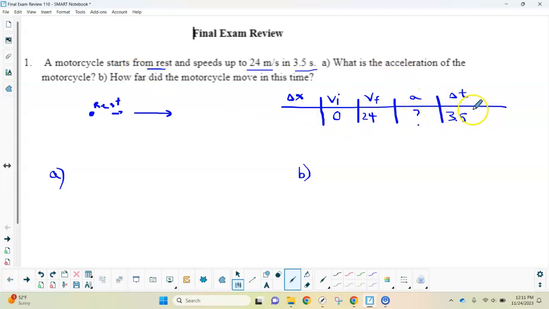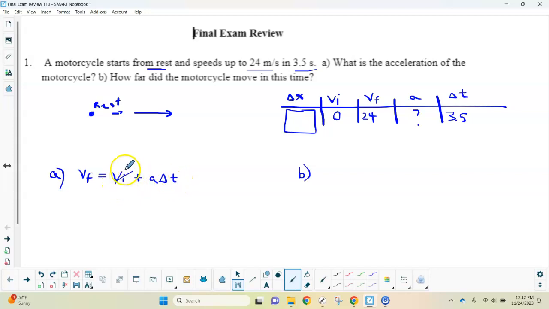So again, going through your old notes or old Edpuzzles, you look back and say, oh, I want the equation that doesn't have delta x in it, so the one that's missing is there. And if you use that, the proper equation would be this one. So it's Vf equals Vi plus A, the acceleration, times the time.